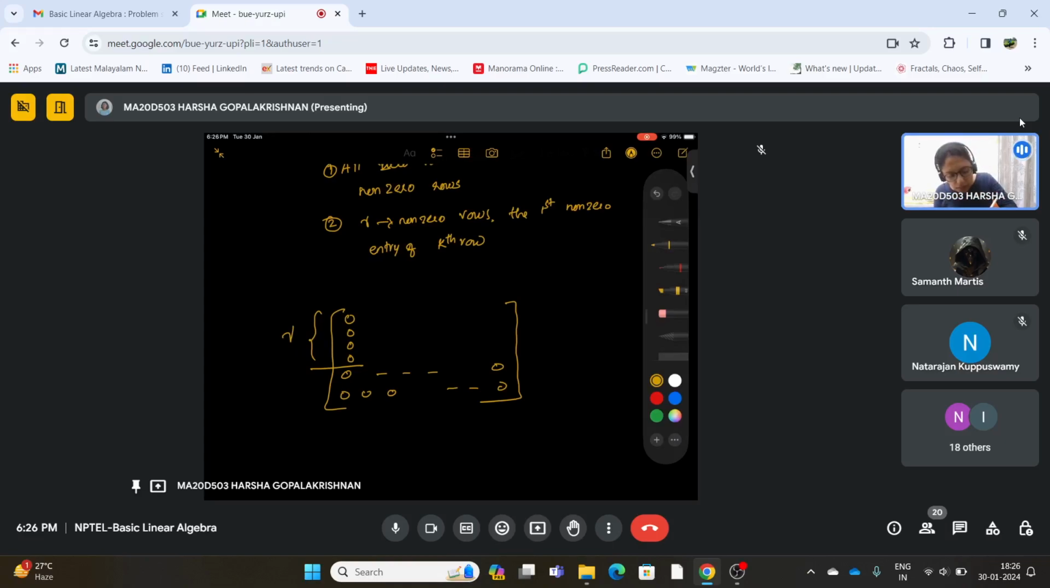Now if it is starting with a non-zero entry 1 in the second column, then below that there should be no non-zero element. After this one, we can have any element, either 0 or non-zero, anything in that first row.